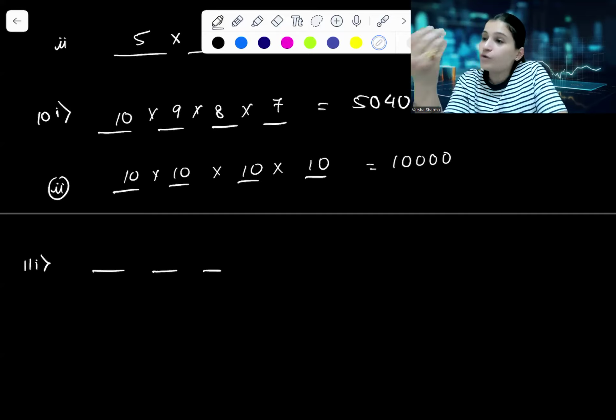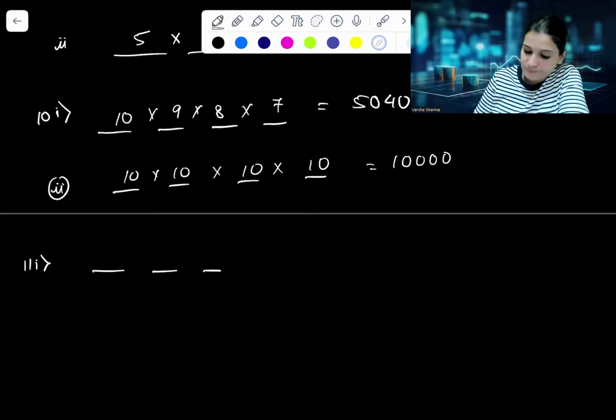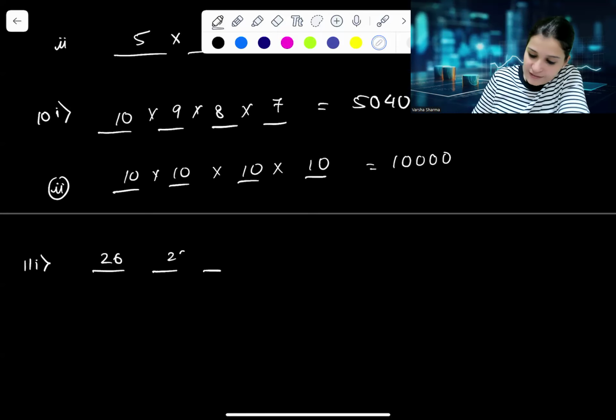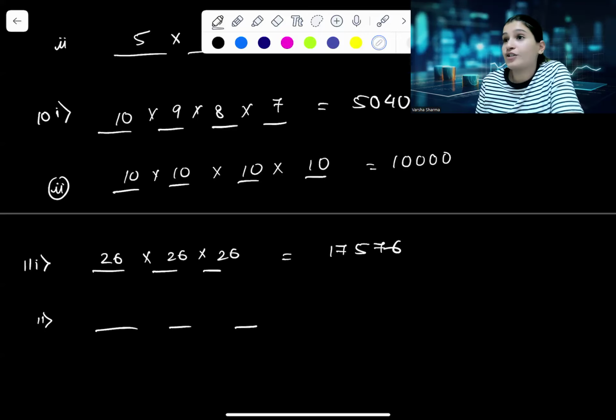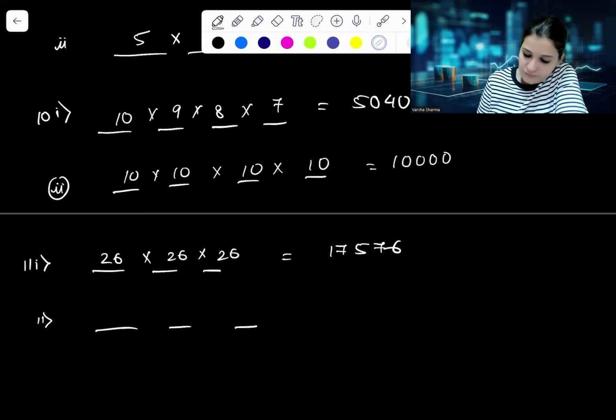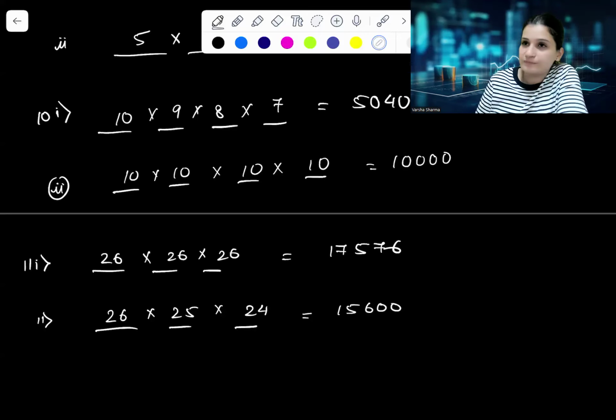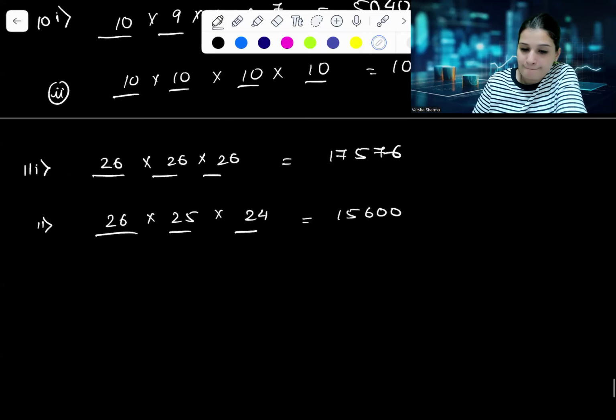So if repetition is allowed, how many possibilities are there? 26 options, 26 options, 26 options: 26 cubed. Answer: 17576. Second, if they are all distinct, no repetition allowed: 26 into 25 into 24, which is 15,600. Clear? Yes, ma'am.